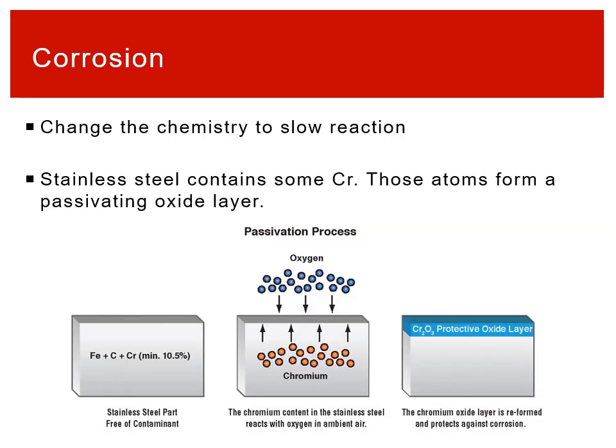And then finally, you can combine all of these ideas where you change the chemistry to slow the reaction. Stainless steel being the stereotypical case. So steel is iron and carbon alloyed together. So it's just iron with carbon in there. If you add a little bit of chromium, it becomes stainless steel. So what happens in that case is the chromium atoms that are in the steel, those chromium atoms are able to be oxidized preferentially over iron. So it's easier to oxidize chromium over iron.